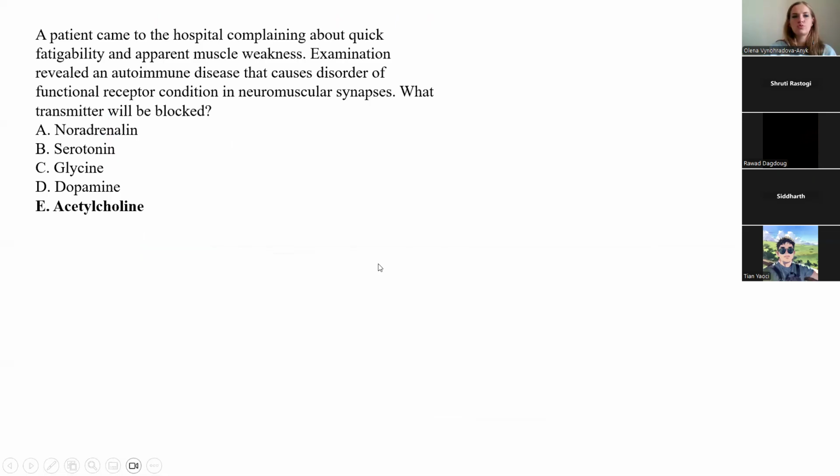Also, I would like to show you another question. A patient came to the hospital complaining about quick fatigability and apparent muscle weakness. Examination revealed an autoimmune disease that caused a disorder of functional receptor condition in the neuromuscular synapse. What transmitter will be blocked? If we are talking about transmission from nerve to muscles, we're always talking about acetylcholine and nicotinic acetylcholine receptor. That's all. This is the main thing you should memorize.